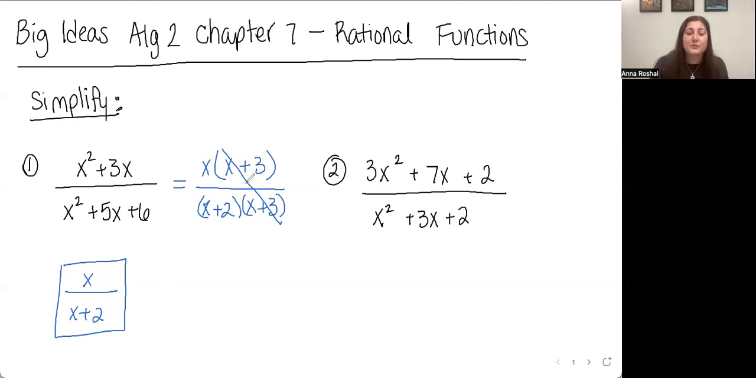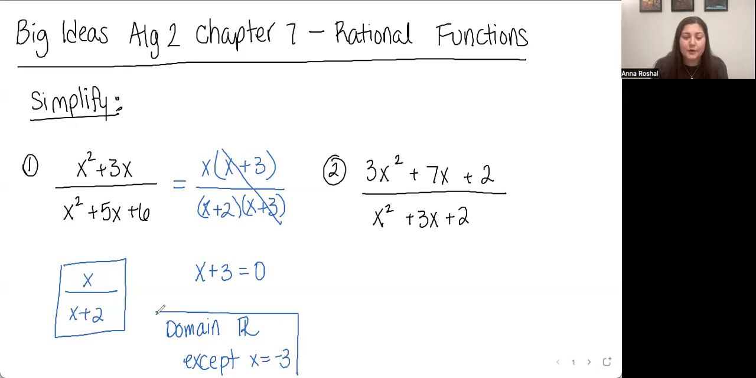Okay, so because we eliminated the x plus 3, in order to find the restriction we're going to take this x plus 3 and set it equal to 0. So our domain is going to be all real numbers except when x is equal to -3. So that's also part of our answer. It's not just this fully simplified, I guess in this case, it's not yet a function, it's just an expression, but our domain would be that. Okay.